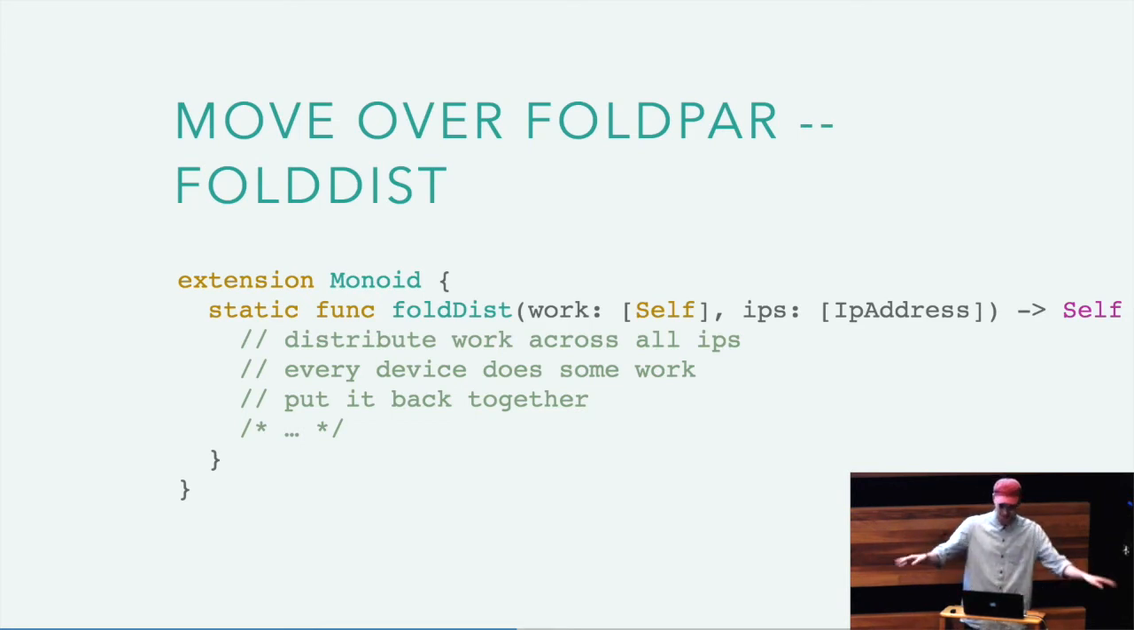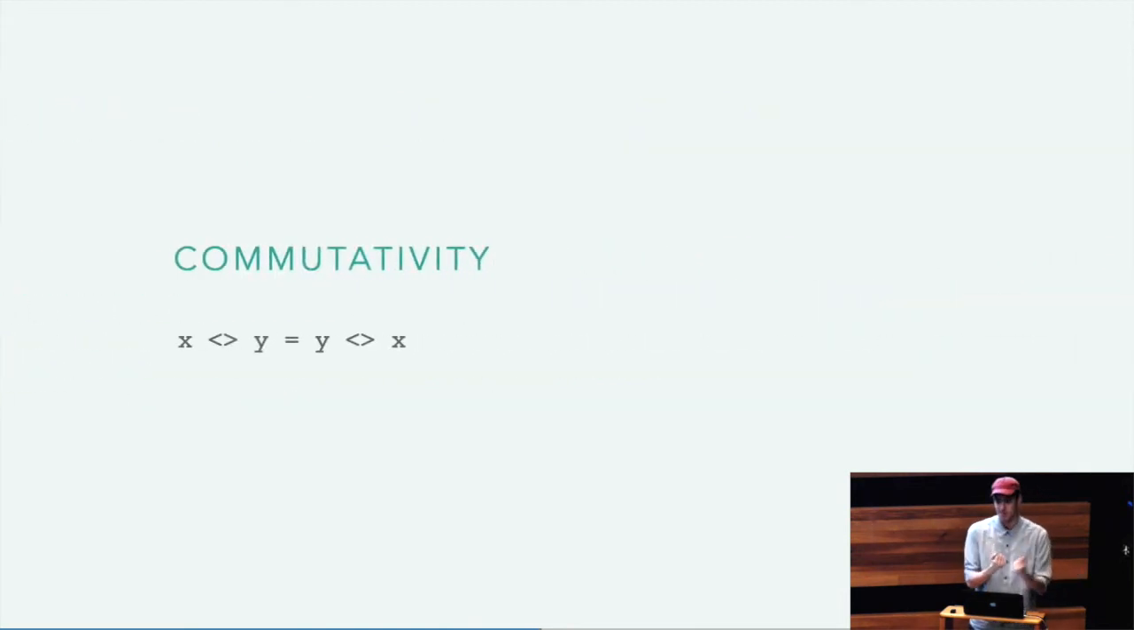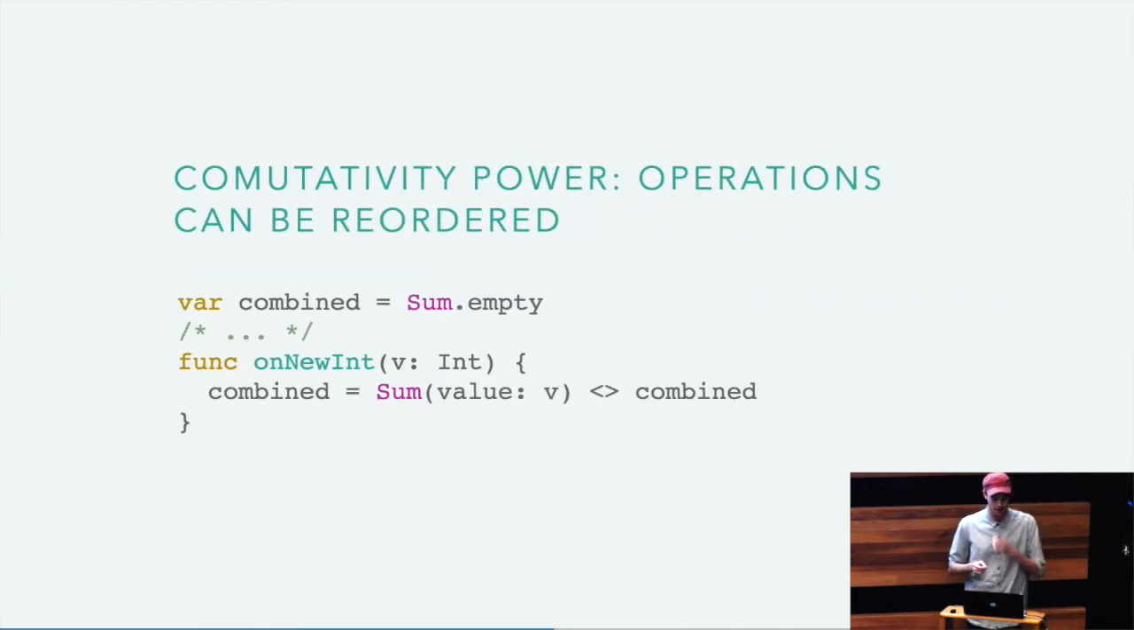Now, there's more laws. Commutativity. Commutativity says I can combine X with Y, and that's the same as combining Y with X, okay? And now think again, what is the expressive power I gain if my operation is commutative? Because that's what's important. And the power you get is that operations can be reordered. Okay? So here's a simple example. I have some fields, I'm gonna call it combined, started at empty, and then I have this function that gets called randomly that gives me a new integer that I want to sum. And they might be out of order, but it doesn't matter. I don't have to care about the order. I can just take it and combine it into my big aggregate combined thing, all right?